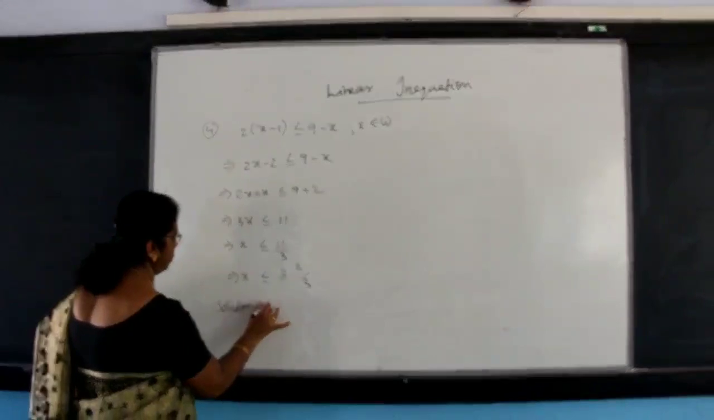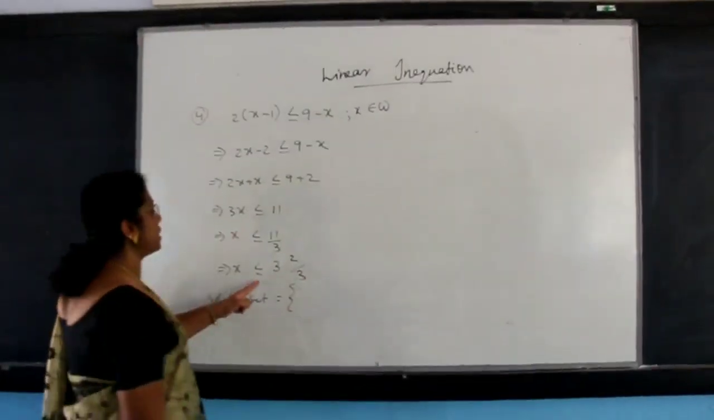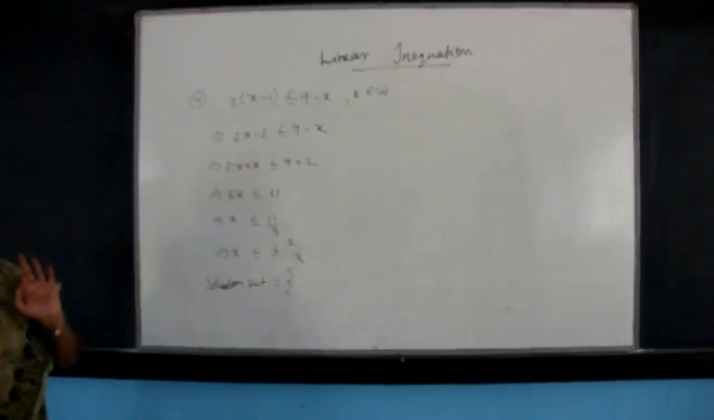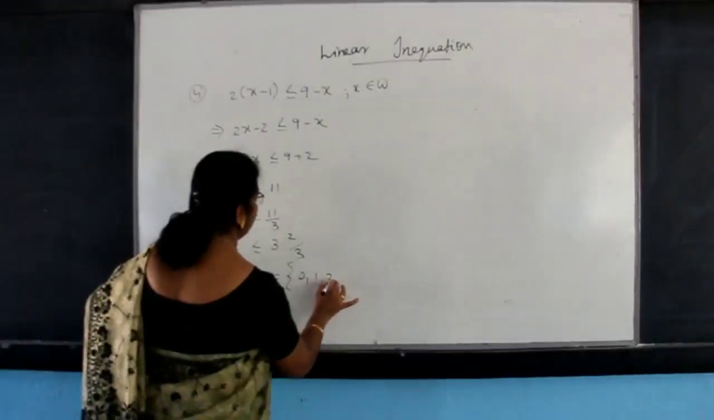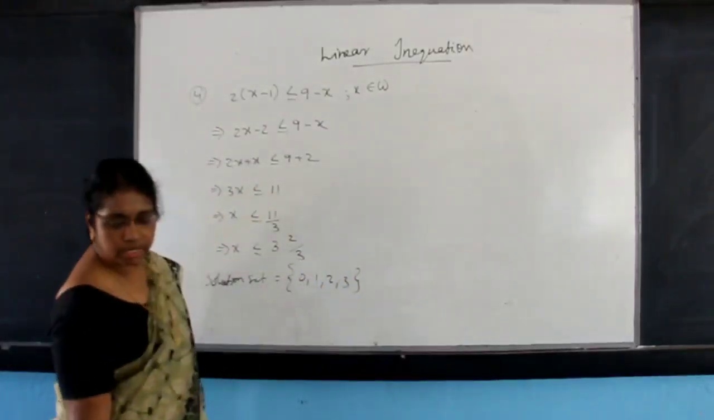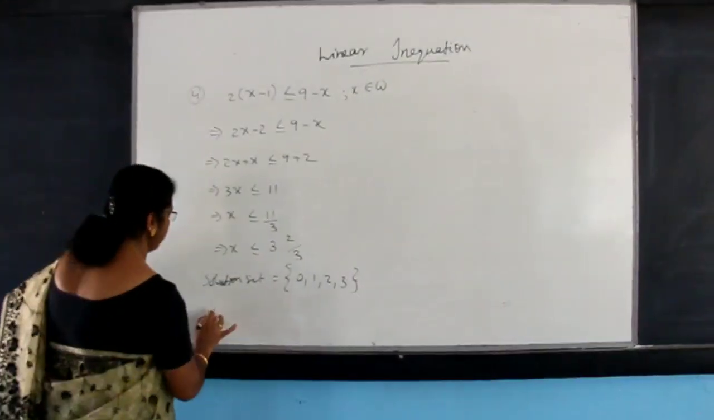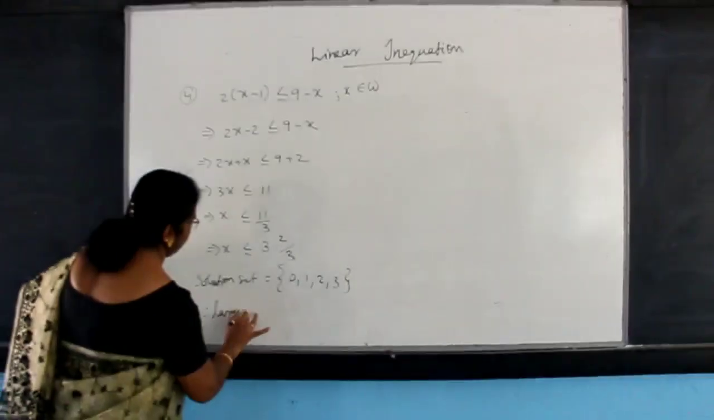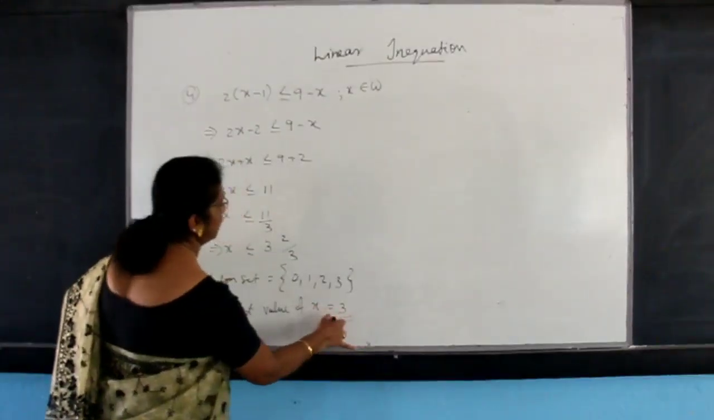Solution set equal to x less than or equal to 3 and 2 by 3, x belongs to whole numbers. So the solution set is 0, 1, 2, 3. Then what is the largest value? Therefore, the largest value of x equal to 3.